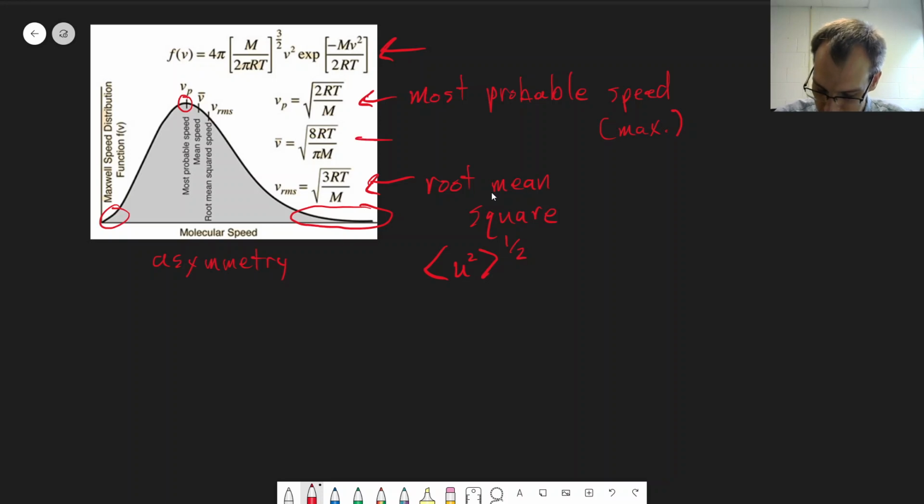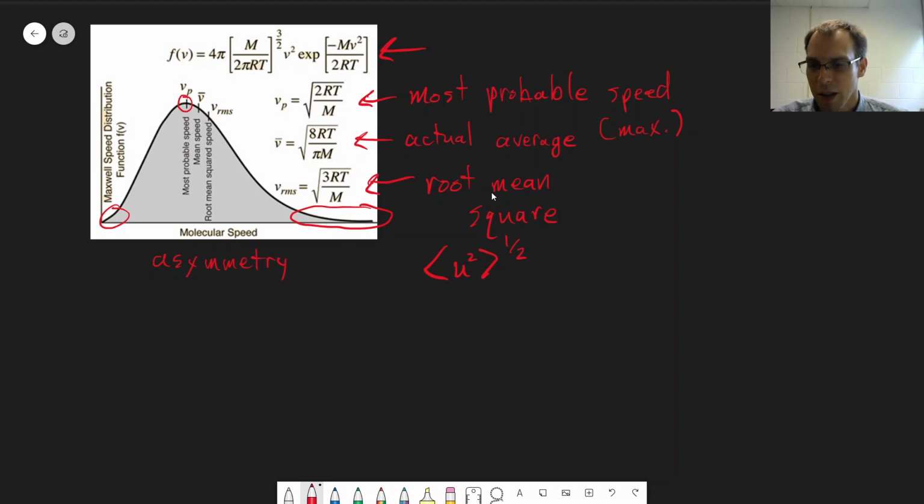The other one we have is the actual average, and we can find this since we know the whole distribution. We won't go through the derivation, but we get this equation here, the square root of 8RT divided by pi times the molar mass. You can see these are all fairly close to each other, but not quite the same. The most probable speed is the slowest of them, the mean speed is in the middle, and the root mean square speed is the largest. That will be true no matter which gas you're looking at.